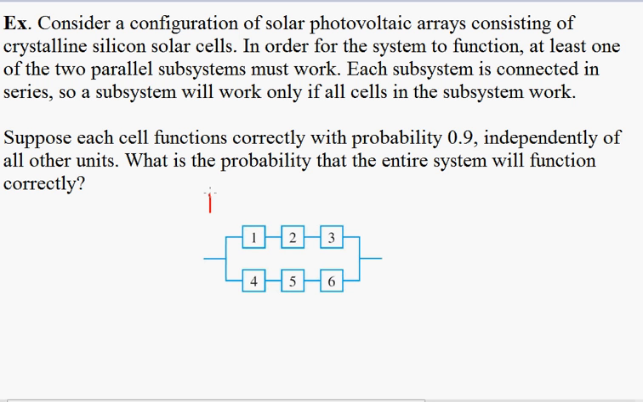So the probability that the top works, well, we need to have the first one work, and the second one has to work, and the third one has to work. So the probability that the top works is going to be 0.9 to the third power, which is 0.729.